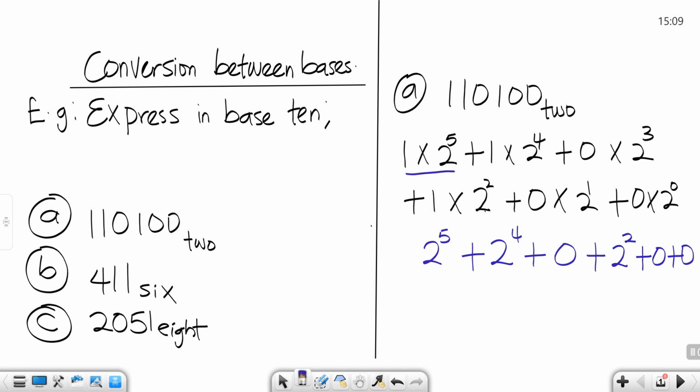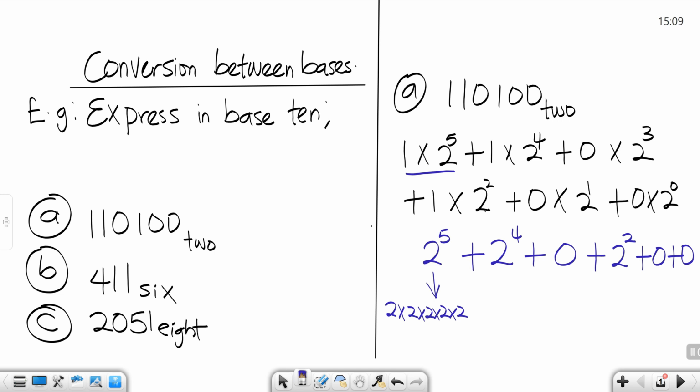So now, this means 2 multiplied by 2 in 5 places. It is not 2 times 5. This is 2 multiplied by 2 in 5 places. That is, we have 2 times 2 times 2 times 2 times 2. And the same thing goes for 2 raised to the power of 4, 2 raised to the power of 2.